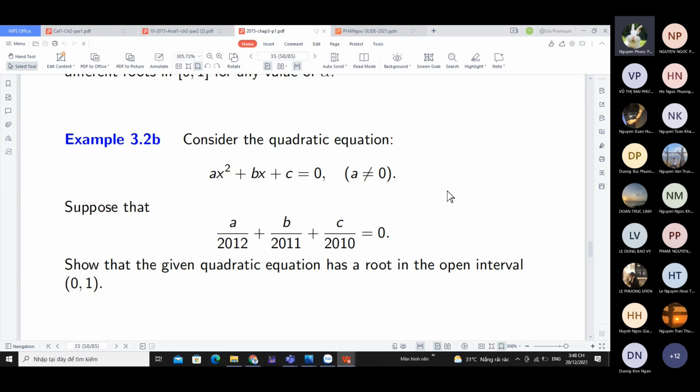This example is quite interesting. However, I want to give you an easier example first. Okay. Wait a moment. I will write down an example for you.